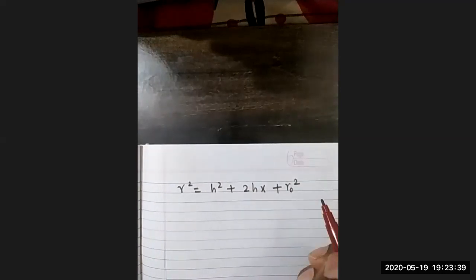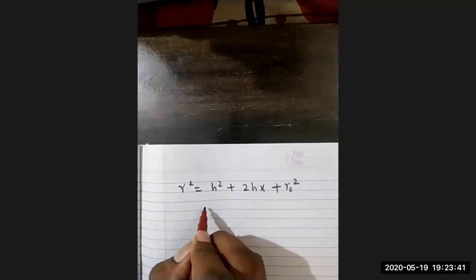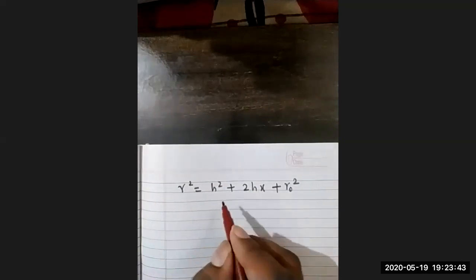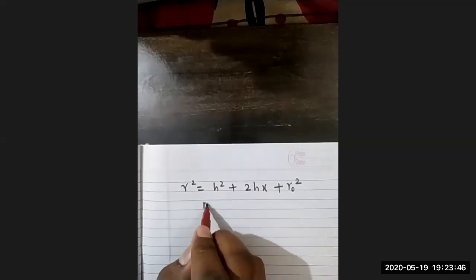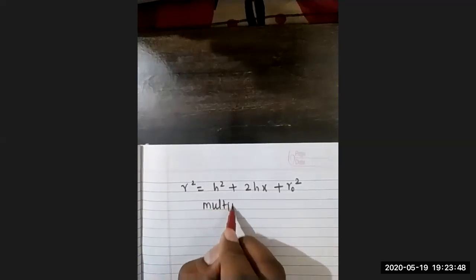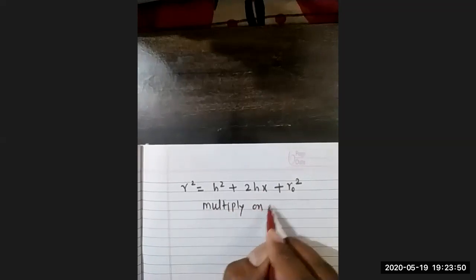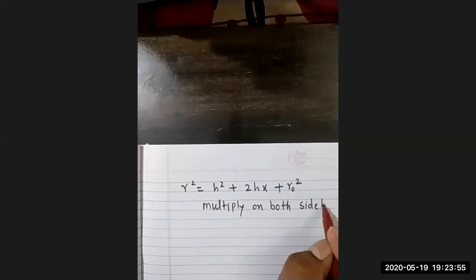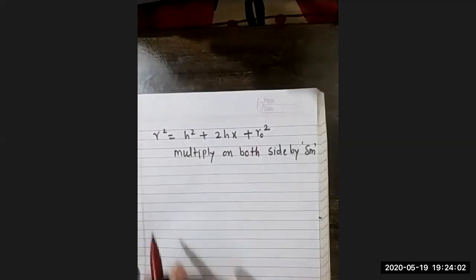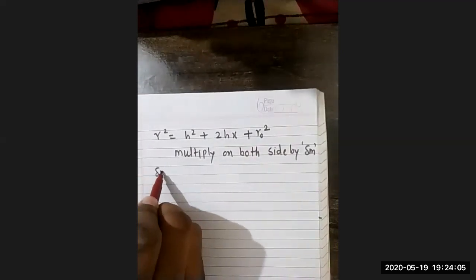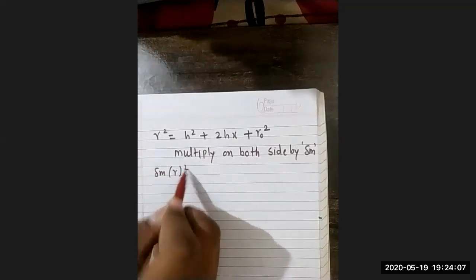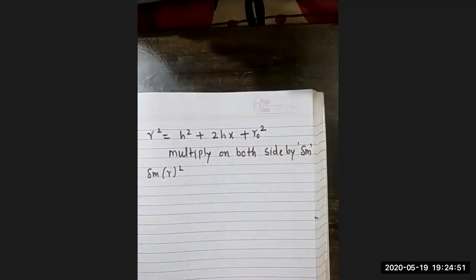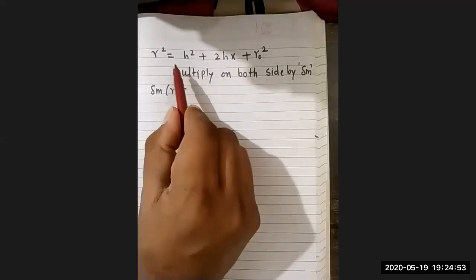Now multiply on both sides by delta M. Why we wanted to multiply, I'll explain in the next step. Multiply on both sides by delta M. So by multiplying here, what will happen? Delta M into R square. So multiply on both sides by delta M.